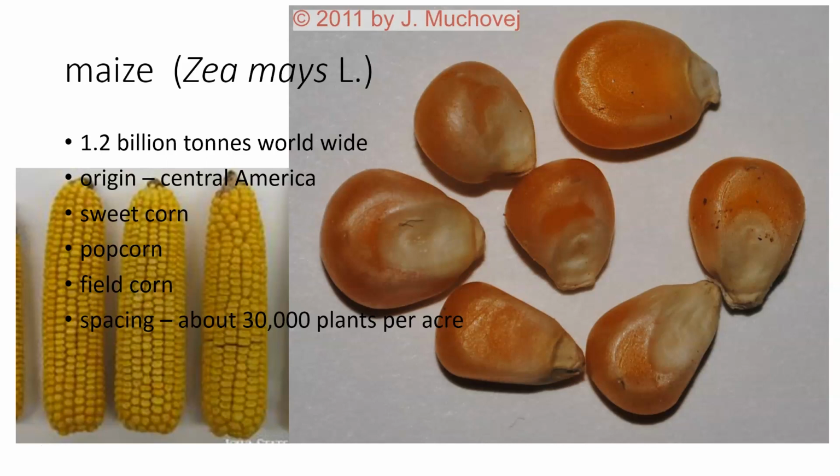When we look at the spacing, we're looking at about 30,000 plants per acre, which I know sounds like an awful lot, but in order to get 1.2 billion tons, believe me, there are thousands of square miles of corn planted. The size of the ear is going to vary depending on the type. I've seen ears of corn that are 14 to 18 inches in length and about 3 inches in diameter. Some of them get to be absolutely huge.